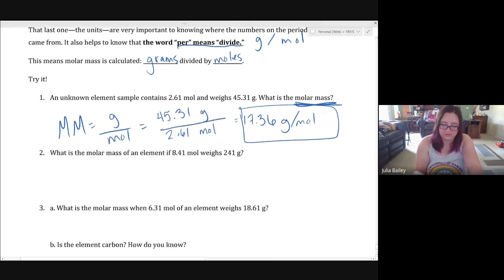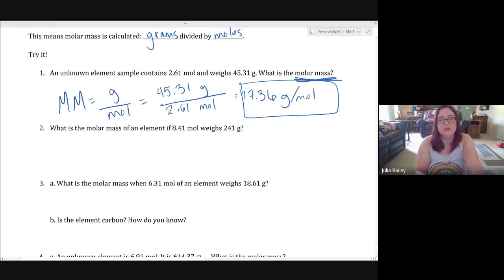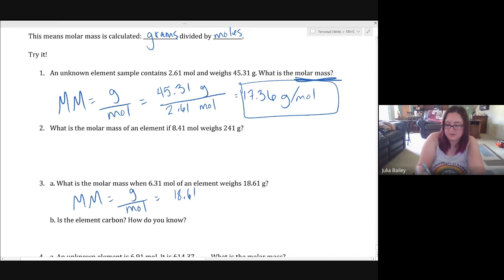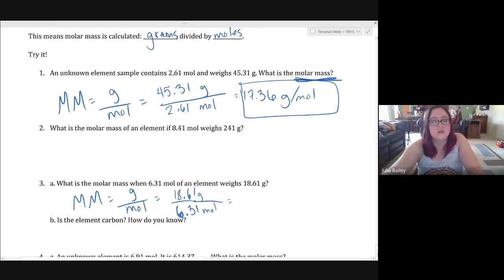Okay, we can look at number 3, which has a part A and a part B. What's the molar mass when 6.31 moles of an element weighs 18.61 grams? Again, molar mass is grams per mole. So we're going to do 18.61 divided by 6.31 grams per mole. And again, you don't really need a fancy calculator for just division. Use whatever calculator you feel like. This is 2.949, which is going to round to 2.95 grams per mole.